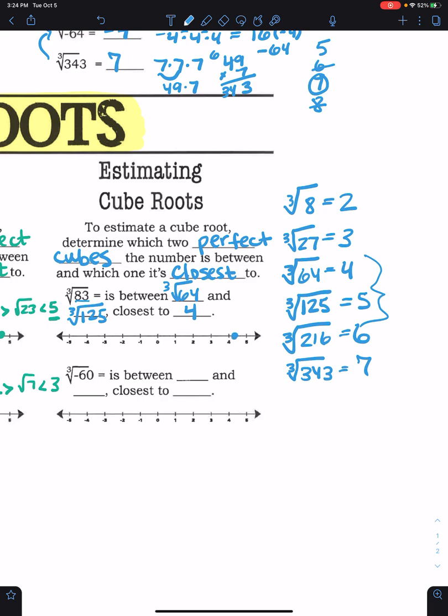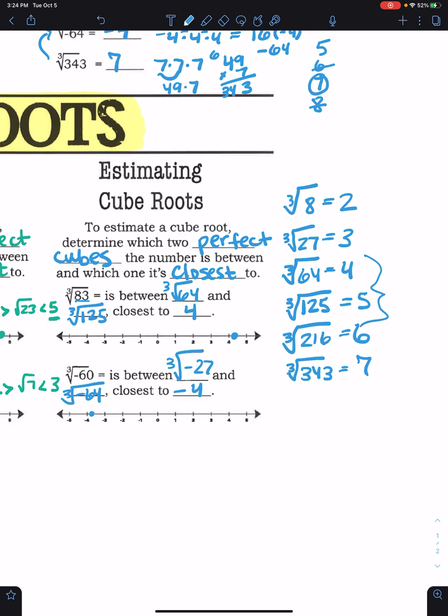All right, so all of these perfect cubes that we listed could also be negatives, right? So the cube root of negative 60 is between the cube root of negative 27 and the cube root of negative 64, and it would be closest to negative 64, which is negative 4. So it's somewhere between negative 3 and negative 4, very, very close to negative 4.